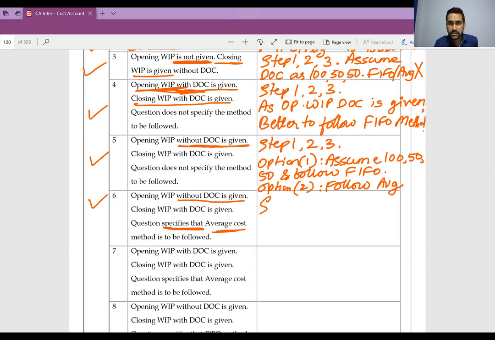Start writing. Step 1, 2, 3. Obviously. And then follow average cost. Sir, should I give a note? Not necessary. Why? Because question only says work out average cost method.